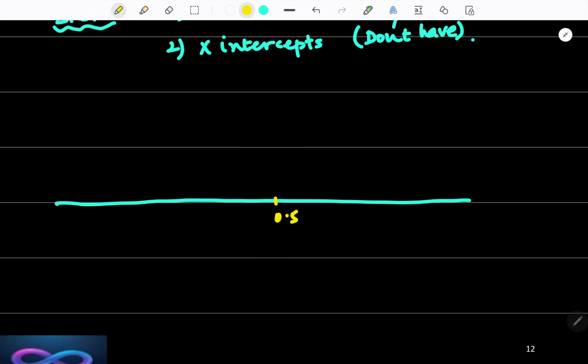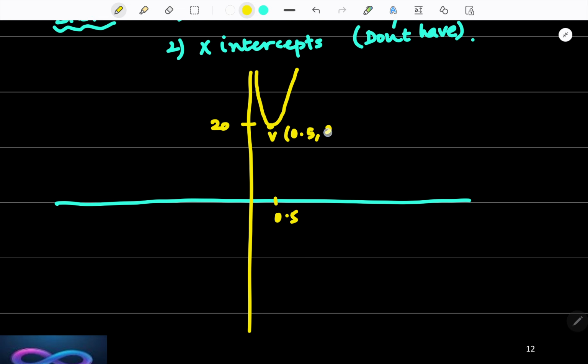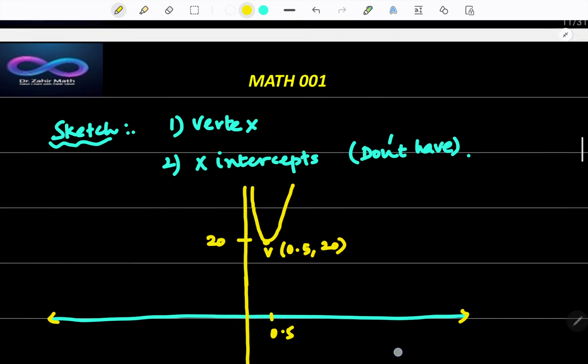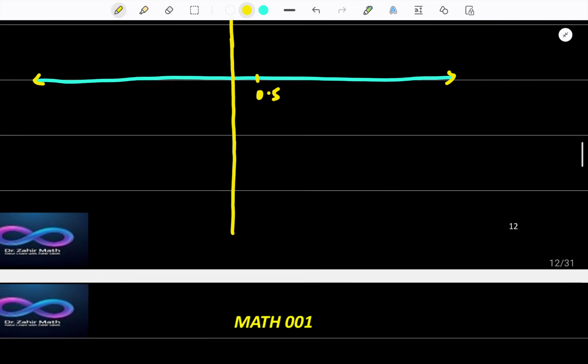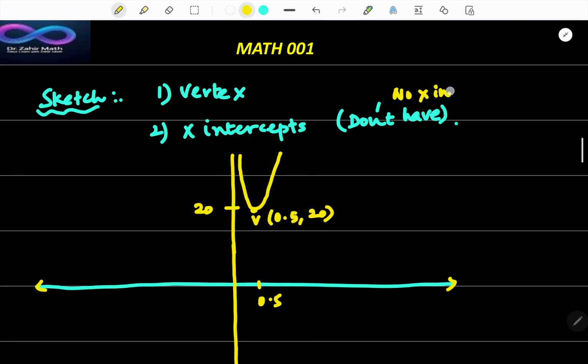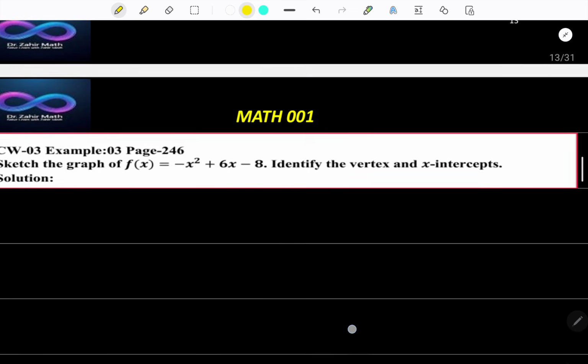So 20 is very far, so let me make a line. I'll make it 20 here. So this is the vertex. So the parabola comes like this. This is your vertex 0.5 comma 20, right? So there is no x-intercept. The parabola is not coming here. Keep in your mind. Right, so the sketch is very clear. There are no x-intercepts. We don't have any. Right, let's go to the next question.